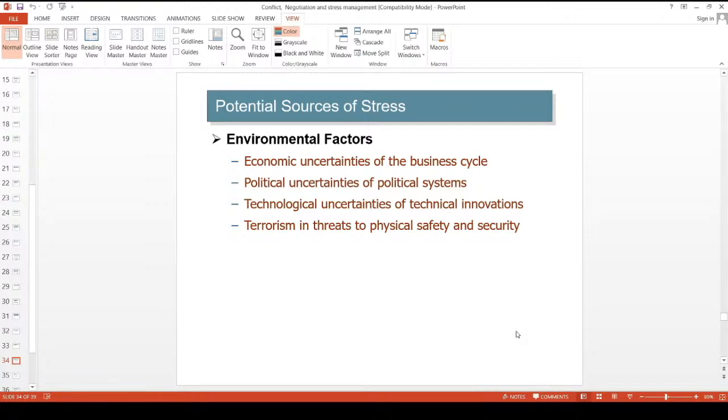Political uncertainties of the political systems. Usually we say that whenever there is political stability, there will be certainty and there will be less stress. Whenever there is political instability, there will be uncertainty and there will be more stress. Technological uncertainties of the technical innovations. As you can see, in the technological and telecommunication environment, there are so many technological innovations, and these innovations occur quickly. The managers will have to be vigilant in order to cope with these technological changes. So whenever these technological uncertainties are there, the stress is there. Similarly, terrorism and threats to physical safety and security within the organization can also be factors which may lead to stress.